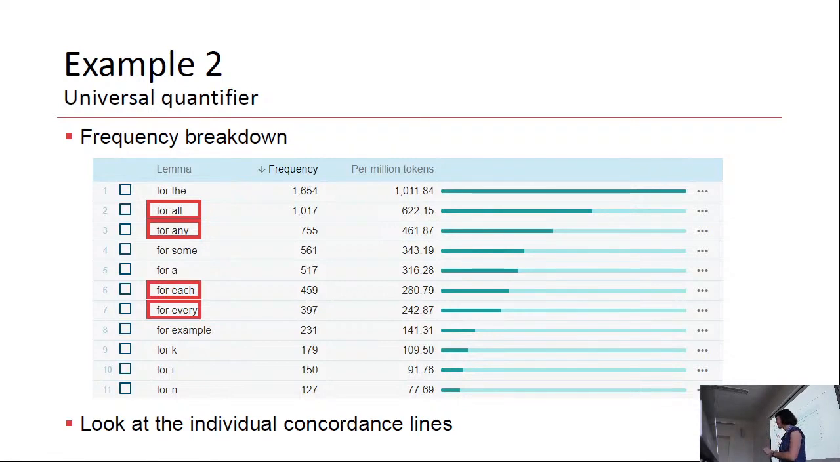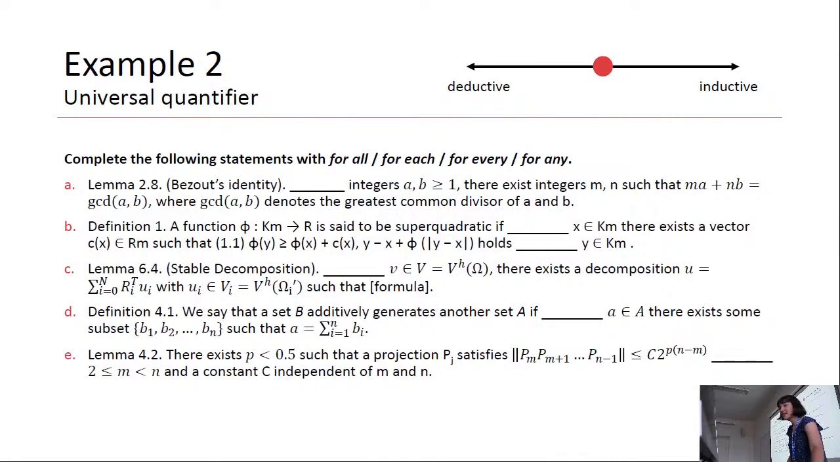Now, of course, this little thing down here, look at the individual concordance lines. Well, one can never be satisfied with just looking at the frequency breakdown and assuming that for any automatically will be a universal quantifier in the text. One has to always go back to the instances in the text and verify if that is indeed the case or not.